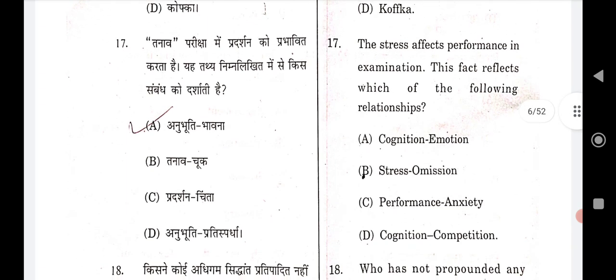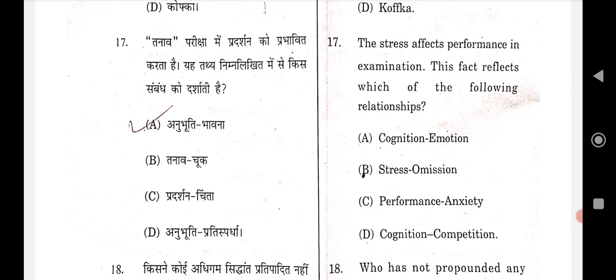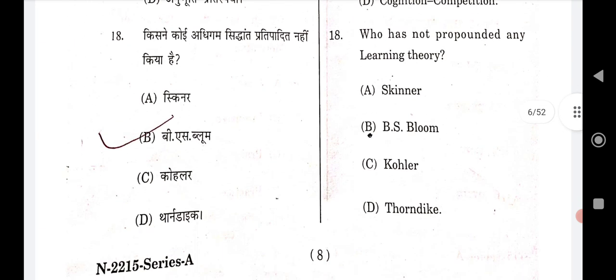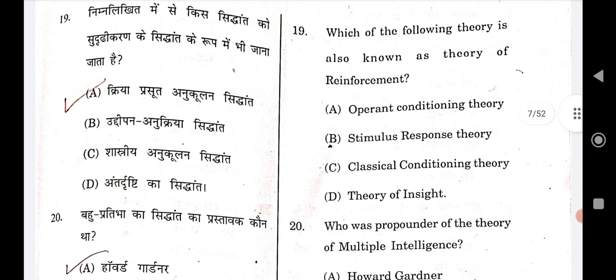Next question: stress affects performance in examination. This fact reflects which of the following relationships? So the correct option is cognition, emotion. A is the correct one here. Next question: who has not propounded any learning theory? The correct answer is B.S. Bloom. B is the correct one here. Next question: which of the following theories is also known as the theory of reinforcement? So operant conditioning theory. A is the correct one here.